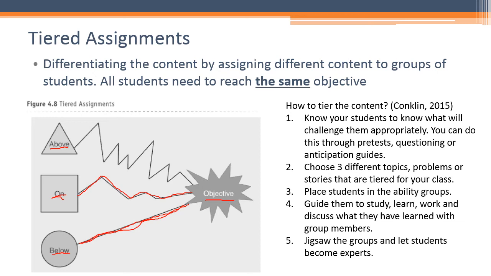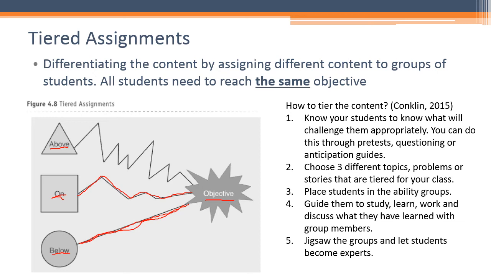Okay? But it points to the same objective of the teacher or the same content of the teacher. Now, how to tier the content. So according to Conklin 2015, you need to know your students so that you can challenge them appropriately. You can do this through pre-test, questioning, or anticipation guides. Okay? So you need to know by means of assessment. So usually teachers before starting lesson or units, they carry out pre-test para malaman yung prior knowledge.